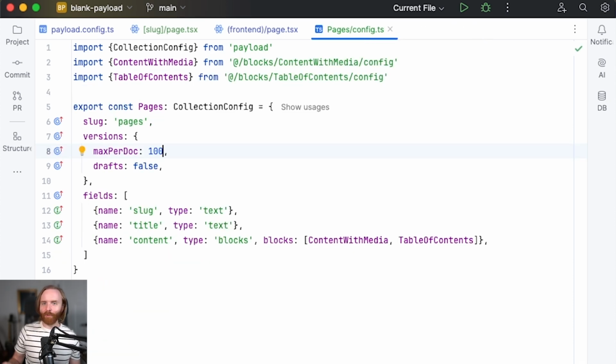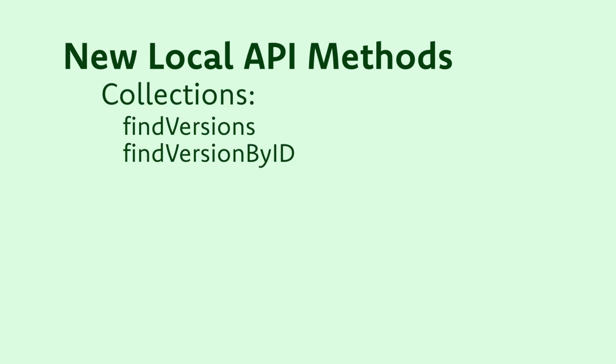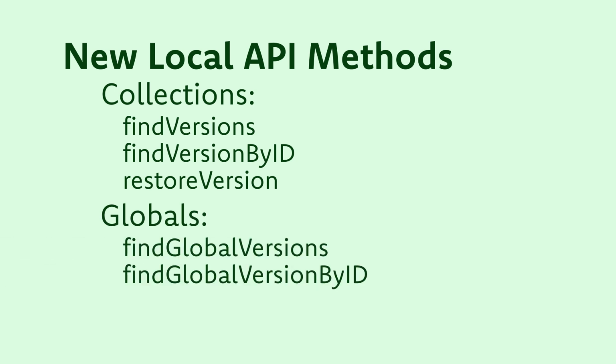What happens when you enable versions in either collections or globals is a new table is added to store the versions. This doesn't impact your data at all and happens automatically as soon as you enable it. Once enabled, you have access to new Local API methods for both collections and globals. None of these are required or necessary for you to manage versions within your admin UI, but you can use them for more custom versioning workflows and hooks. The methods you activate for collections are find versions, find version by ID, and restore version. For globals, you get find global versions, find global version by ID, and restore global version.